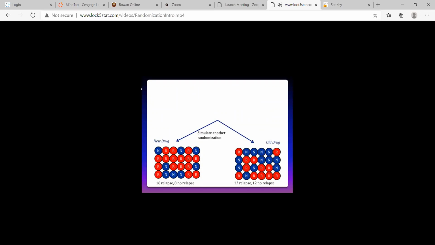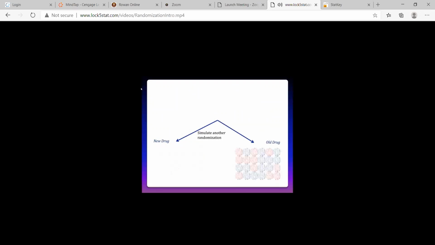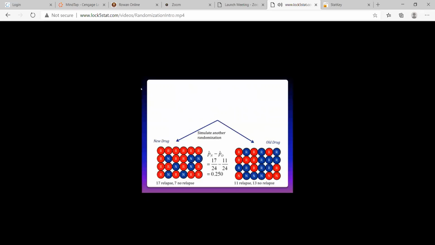So in this particular randomization, the new drug had 16 relapses, while the old drug had 12 relapses, for a difference in proportions of 0.167. We can do this again if you want, and we get a difference in proportions of 0.25. So ideally, we'd like to repeat this process many, many times to really get an idea for whether our observed difference in sample proportions is actually extreme.